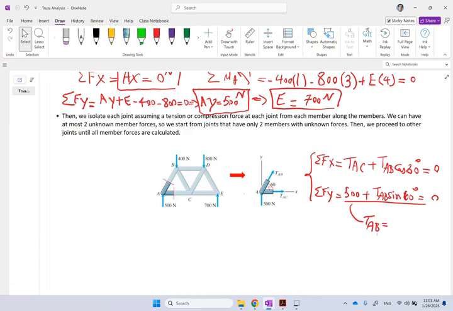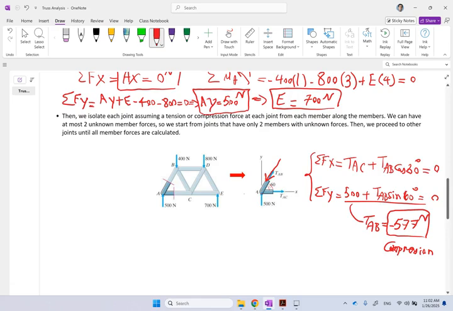Remember, sine of 60 is square root 3 over 2. And if you take it to the other side, you clearly see that is negative. So TAB is going to be negative 577 Newton. You end up with a negative number. What does that mean? It means TAB was not actually tension. It was negative. TAB should be in this direction. And when it's negative, we say member AB is under compression. So a negative solution means, since you already assumed positive and it's negative, that it is under compression.